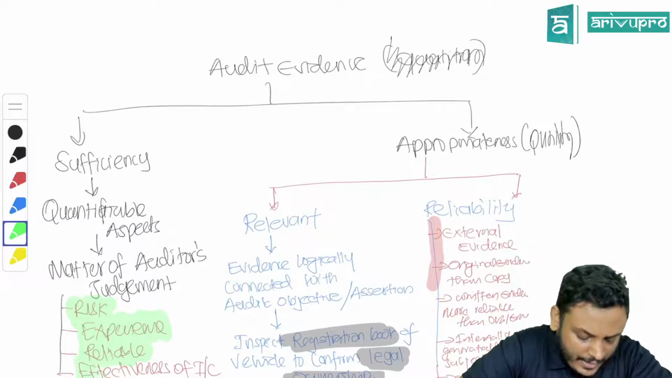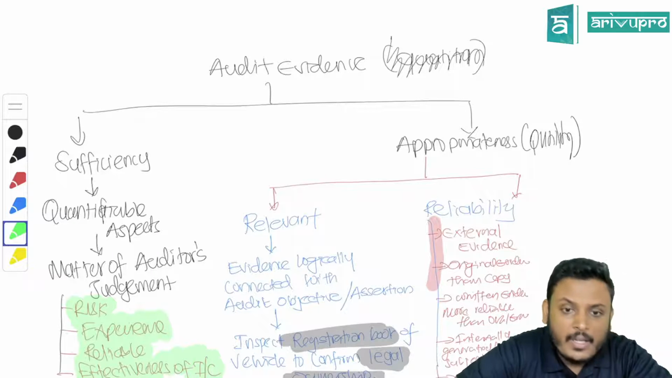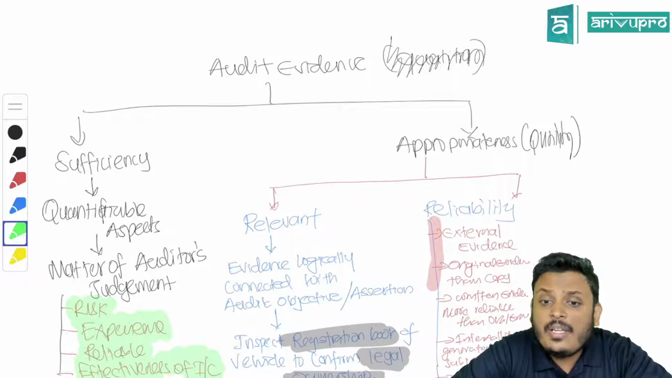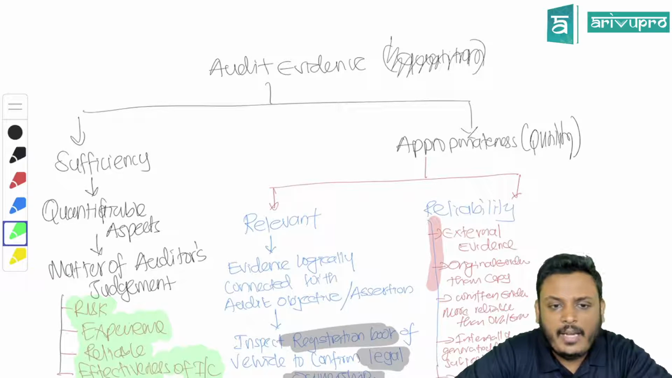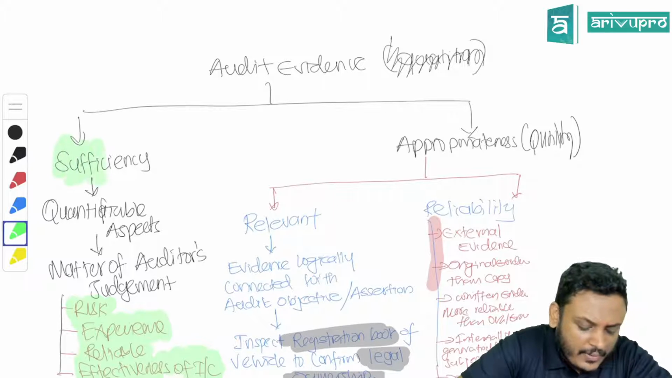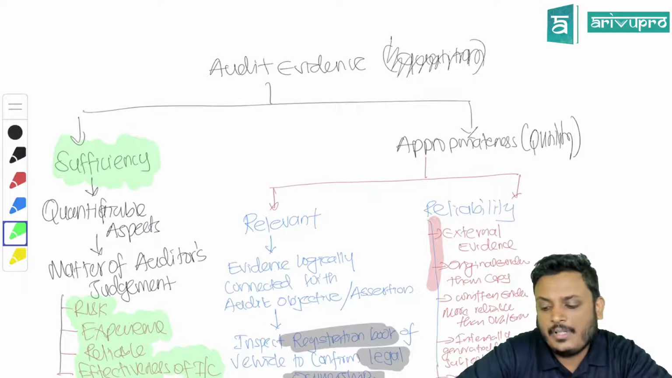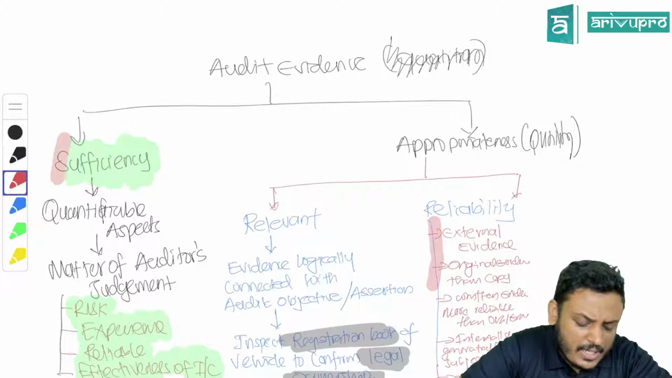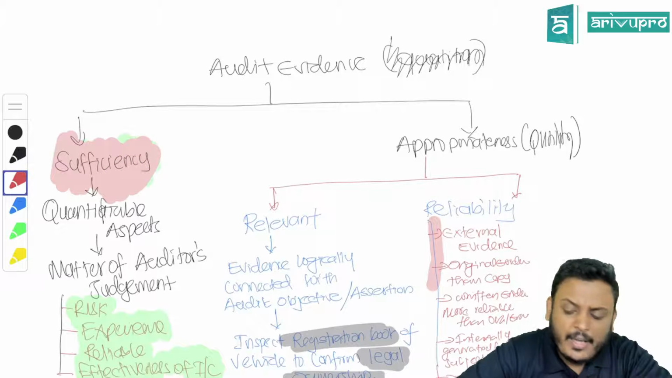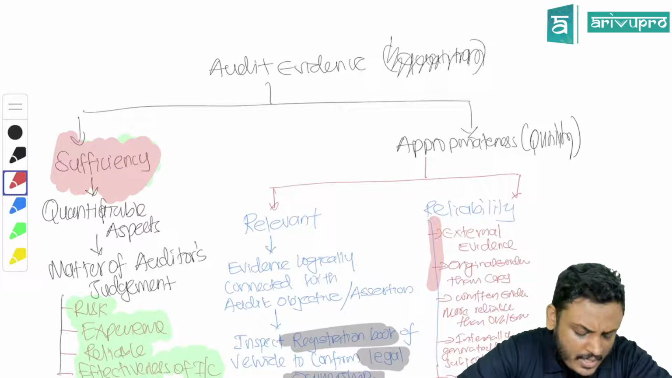And effectiveness of internal control. Control efficiency. If the control is really effective, less evidence is enough. If the control is not effective, more evidence is needed. Right? All these factors affect the term sufficiency. Now let's come to the point. Sufficiency is a matter of auditor's judgment, and the factors that influence sufficiency are risk, experience, reliability, and effectiveness of internal control.